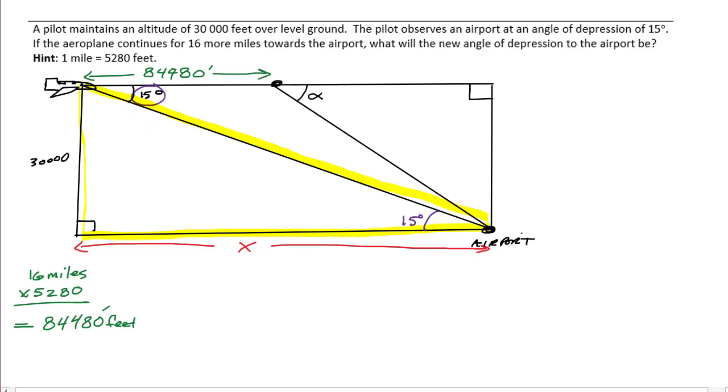So the neat thing about angle of elevation and depression is that they should be the same. If someone looks down at you at an angle of 15 degrees from the airplane to the airport, someone at the airport should be looking up at an angle of elevation of 15 degrees. So let's solve that triangle right there that I highlighted.